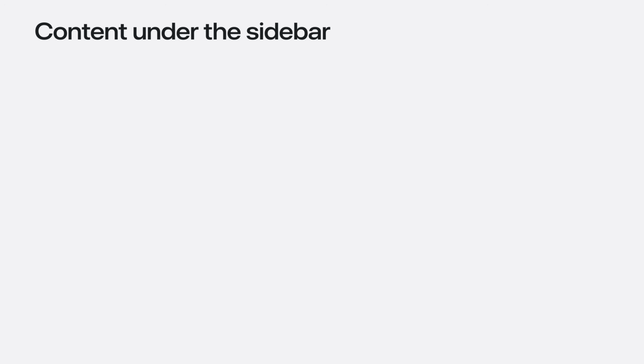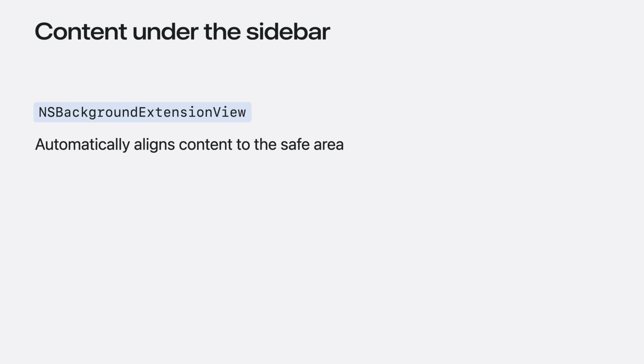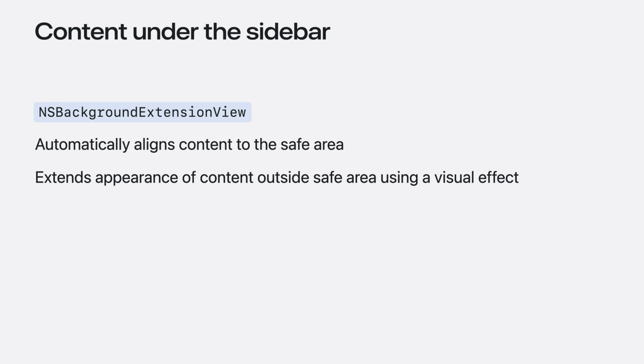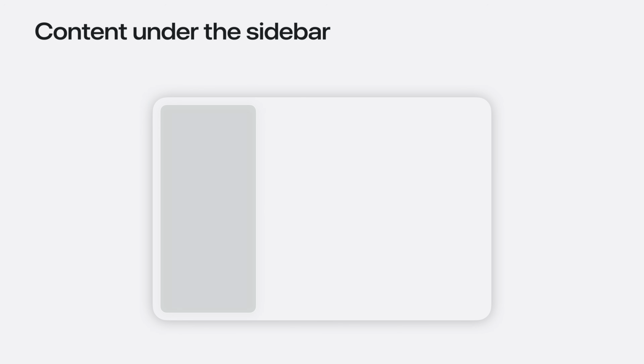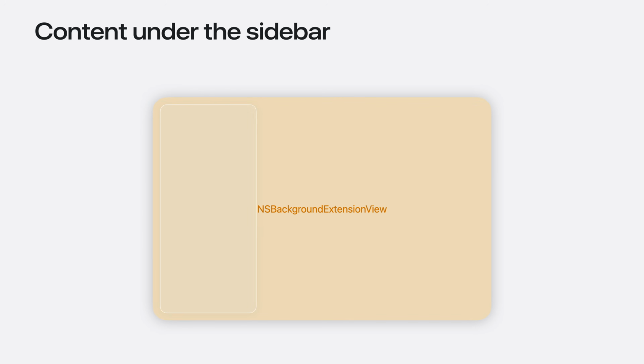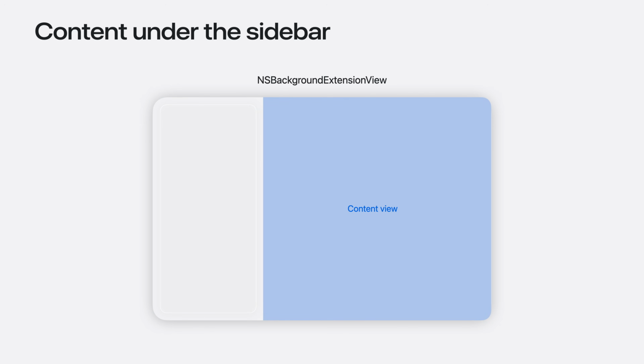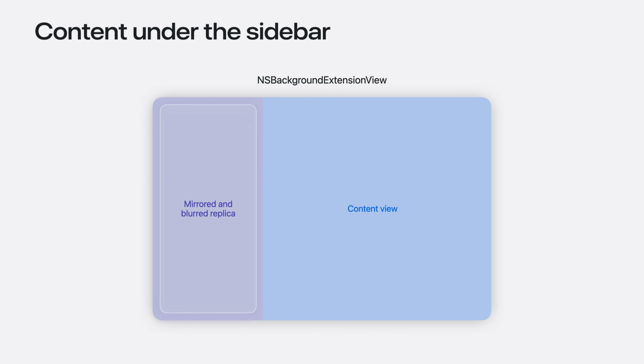AppKit has a new API that provides this effect. It's called NSBackgroundExtensionView. This view uses the safe area to position your content in the unobscured portion of the view, while extending its appearance edge to edge using a visual effect. To put this into practice, create an NSBackgroundExtensionView and position it to fill the entire frame of the split item. Assign it a content view, which it positions in the safe area, avoiding the floating sidebar. And that's it. The background extension view will automatically create a replica of the content view to fill the space outside of the safe area.